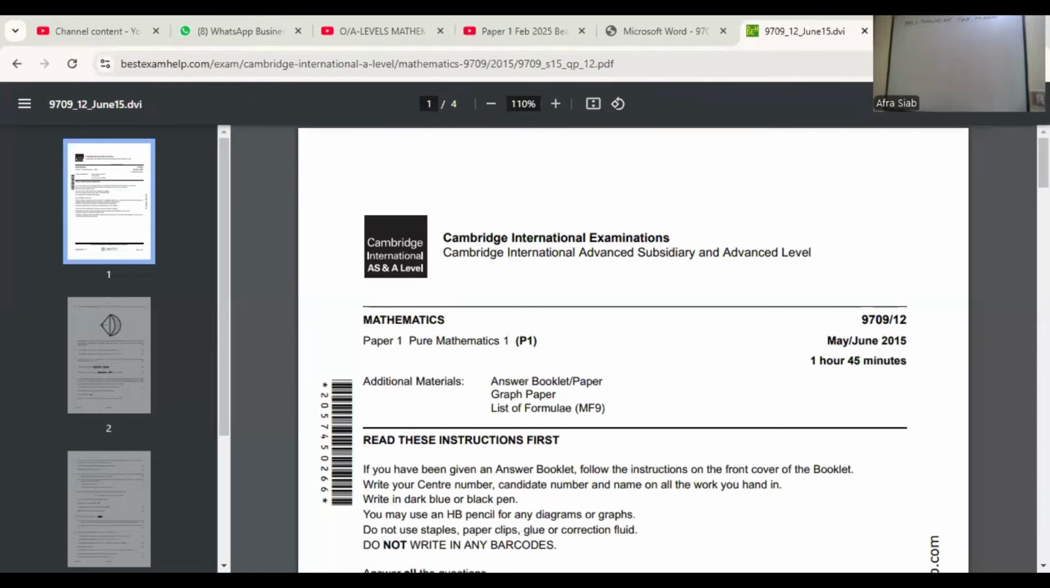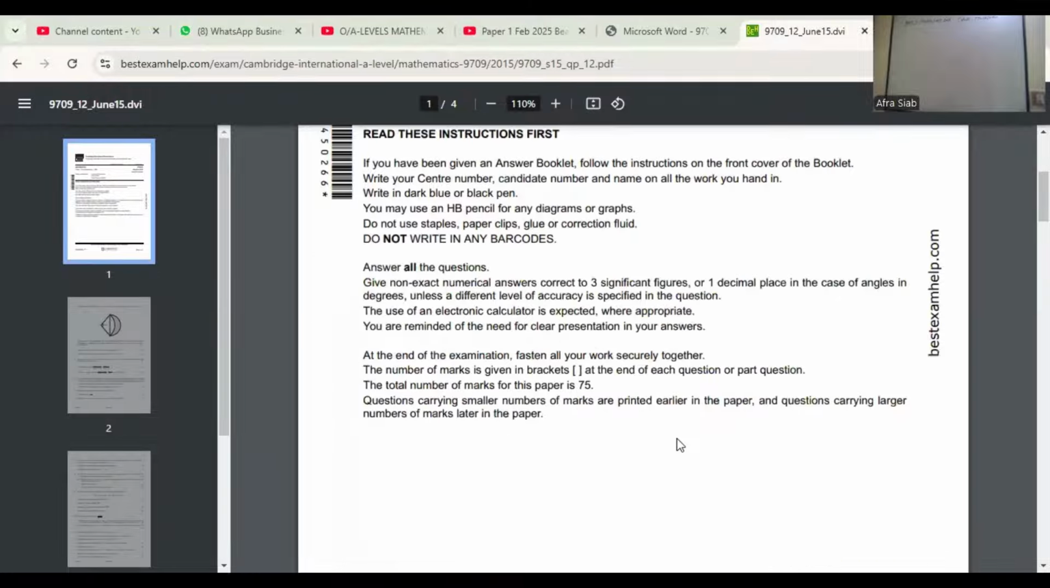This is paper 1, total marks 75. The timings for this paper is 1 hour 45 minutes. It is May, June, and now we are starting from question number 1. These are the instructions which we have to follow.